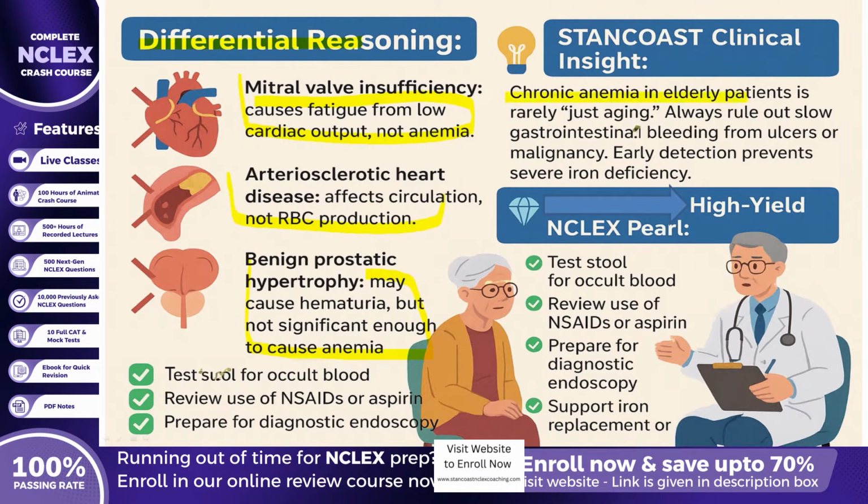Moving forward to an insightful perspective, Stan Coast Clinical Insight. Chronic anemia in elderly individuals should always prompt a search for slow gastrointestinal bleeding. Fatigue in this population is not merely a sign of aging, it is often a subtle warning of hidden blood loss from ulcers or malignancy.